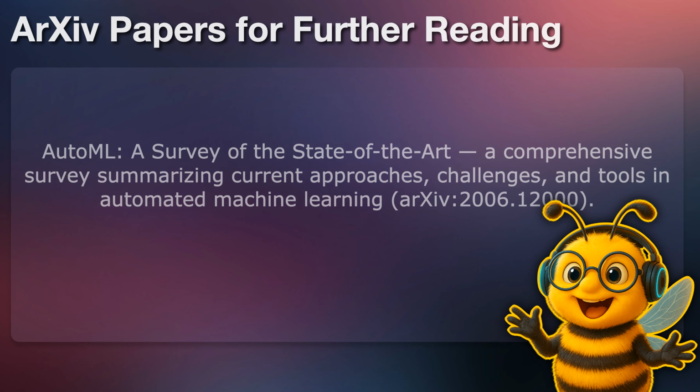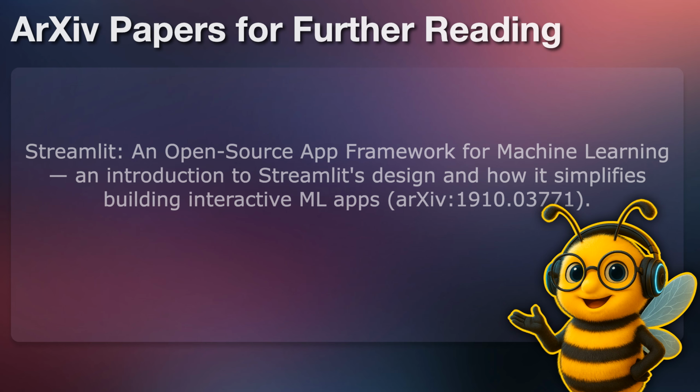1910.03147. AutoML: A Survey of the State-of-the-Art, a comprehensive survey summarizing current approaches, challenges, and tools in automated machine learning. arXiv 2006.12000. Streamlit: An Open-Source App Framework for Machine Learning, an introduction to Streamlit's design and how it simplifies building interactive ML apps. arXiv.